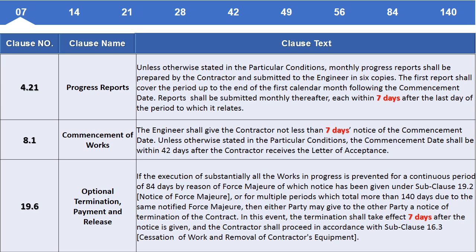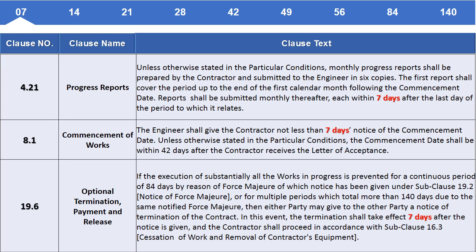Clause 4.21 Progress Reports. Unless otherwise stated in the particular conditions, monthly progress reports shall be prepared by the contractor and submitted to the engineer in 6 copies. The first report shall cover the period up to the end of the first calendar month following the commencement date. Reports shall be submitted monthly thereafter, each within 7 days after the last day of the period to which it relates.